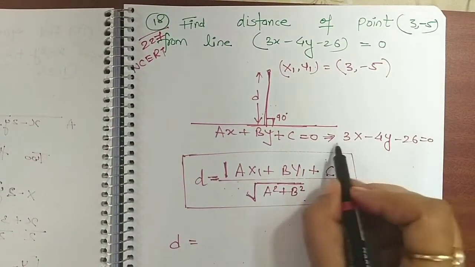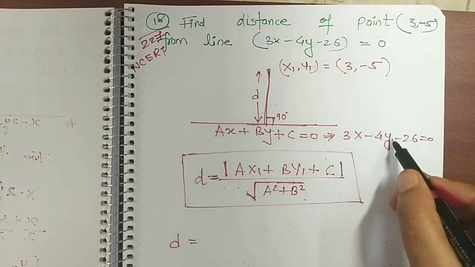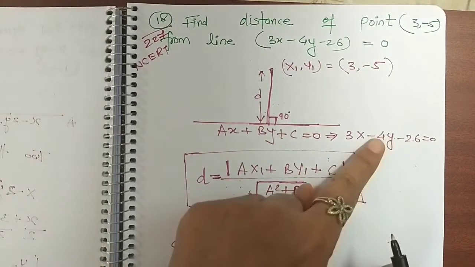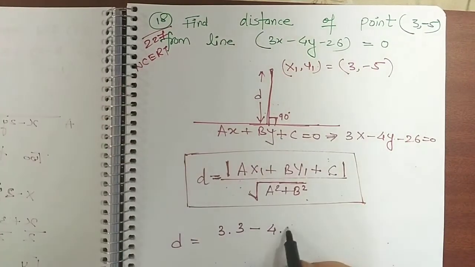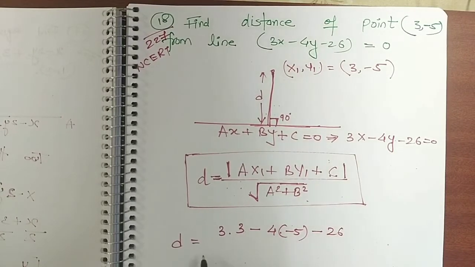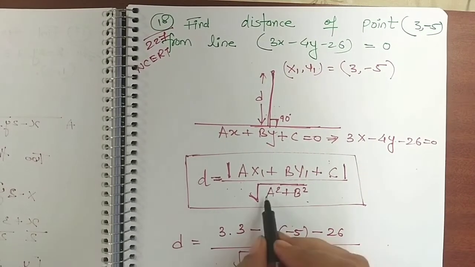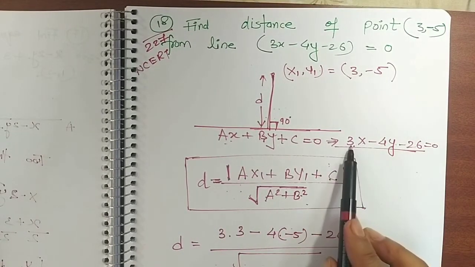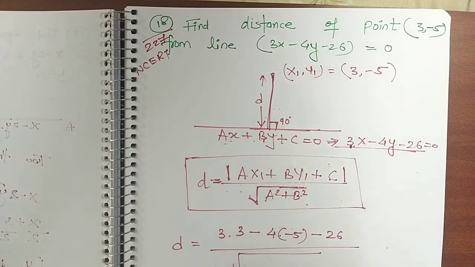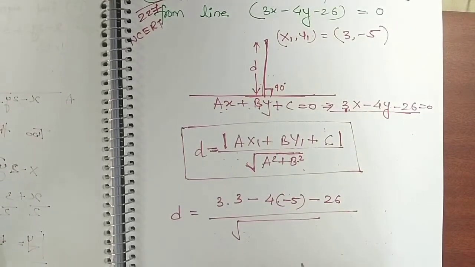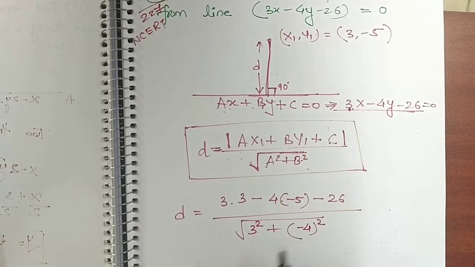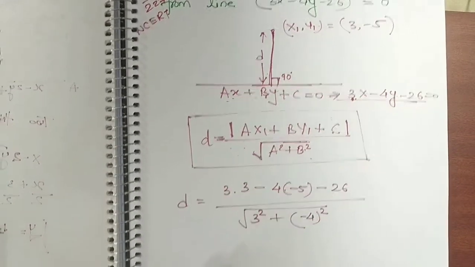ax1 means the same equation, only x1 and y1 you will fit here. So 3 into x1 is 3, minus 4 into y1, this is y1, correct? Minus of 5 minus 26 by root of a square plus b square. So a and b I have to pick up from the line. What is a? 3. What is b? Minus 4, correct? So let me write it down. My a here is 3 square and this is minus 4 square. Keep that in mind.